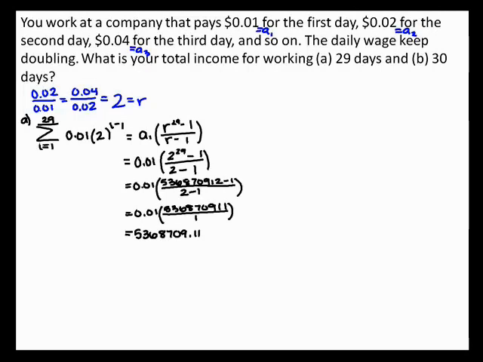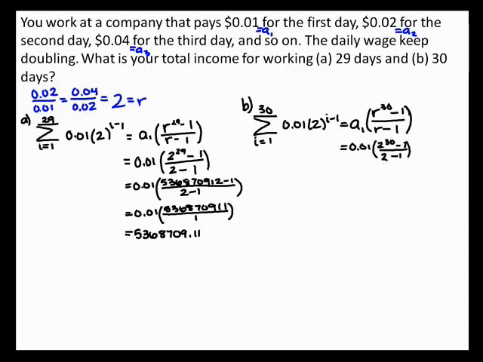Part B. Use the formula for the nth partial sum of a geometric sequence. Substitute 30 in for n. Substitute 1/100th in for a sub 1 and 2 in for r. Simplify 2 to the 30th. Simplify 1,073,741,824 minus 1 over 2 minus 1. Simplify 1/100th times 1,073,741,823.